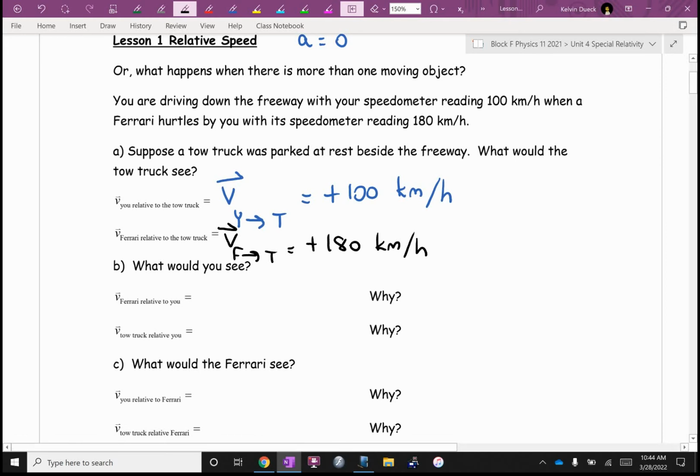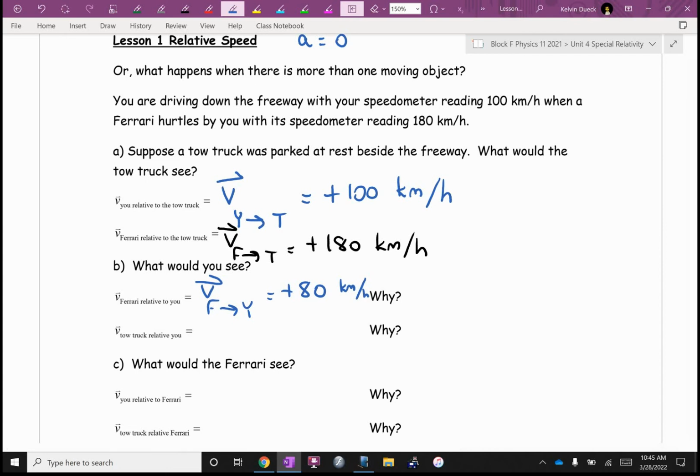80. Which direction? Well, if the Ferrari is behind you, much like the tow truck driver, in your rearview mirror, you see the headlights getting closer and closer, zoom, and then as it is in front of you, you see the taillights getting further and further. So as far as you're concerned, the Ferrari is traveling forwards. So the velocity of the Ferrari relative to you would be positive 80 kilometers per hour.